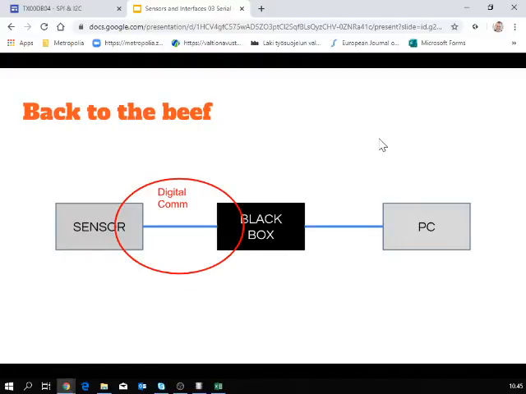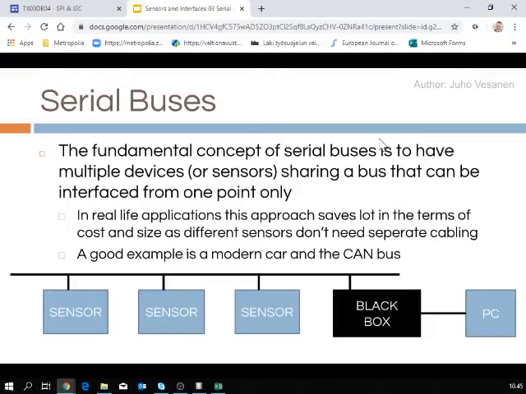Okay, so that was basically the something between our black box and PC, how that communication is done. This one is loaded with history, but anyways, it still works. Everything is built on top of the history. That gives us the foundation.